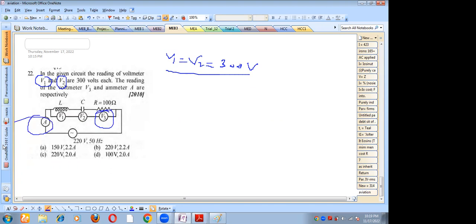So how to solve it? Any idea? It's a very good question, frequently asked in many exams. Mamuna, any idea how to solve this question?